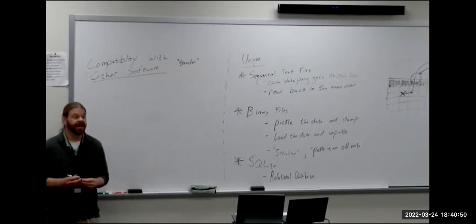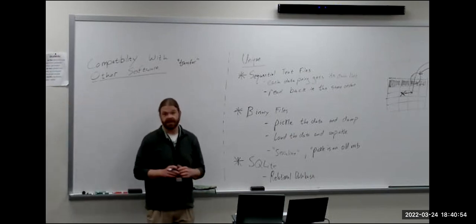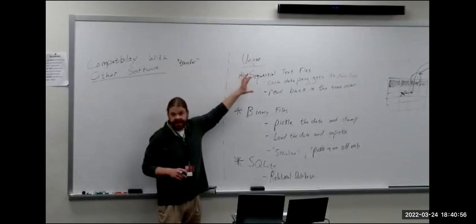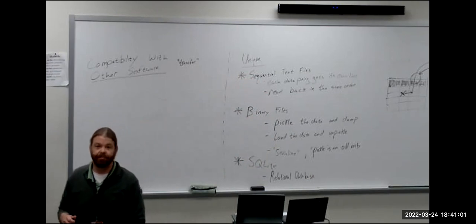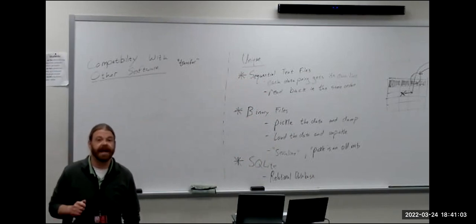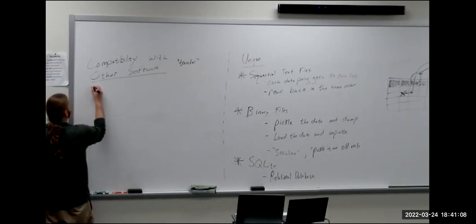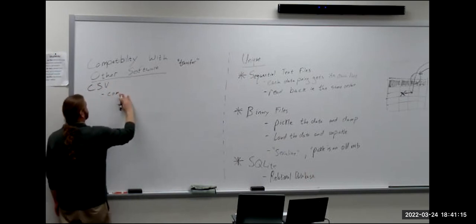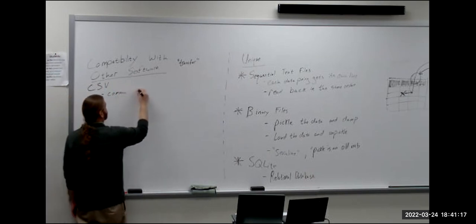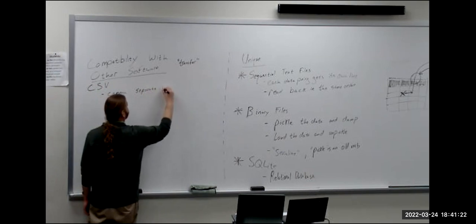Standard ways to transfer data. And there are three big ones that are essentially special types of sequential text files that are pretty much standard for transferring data. The first one is a CSV file. It's comma separated values.